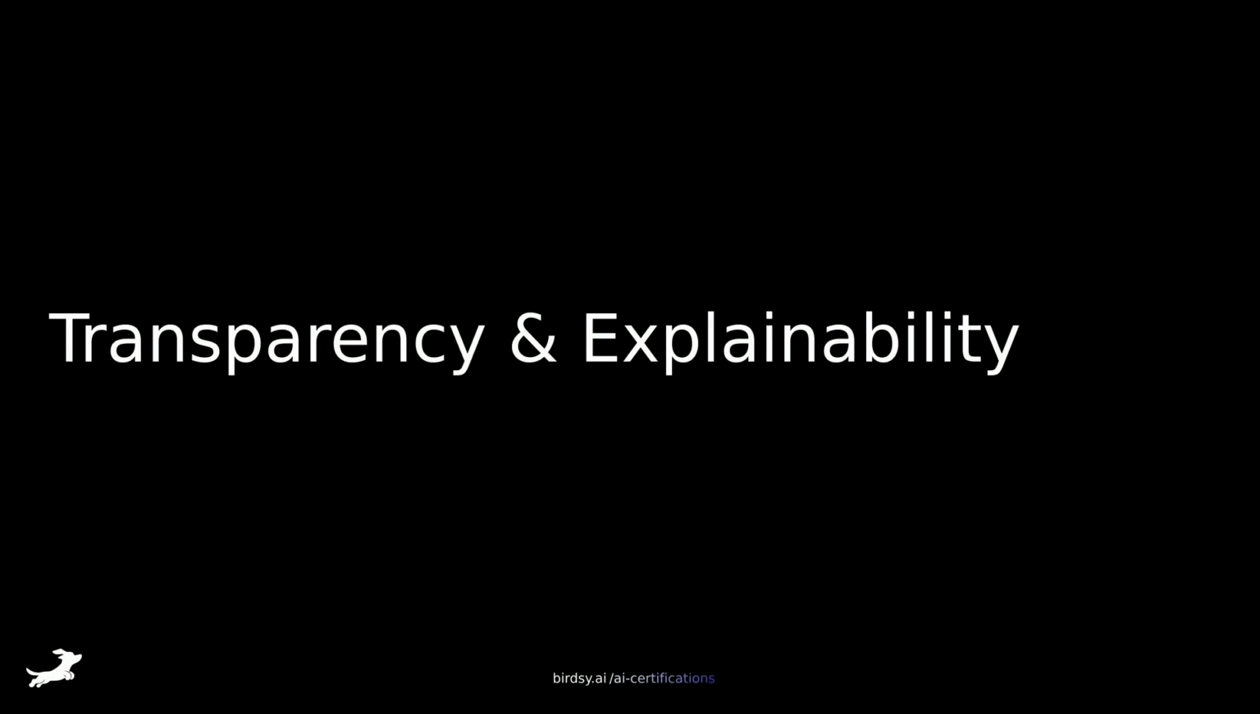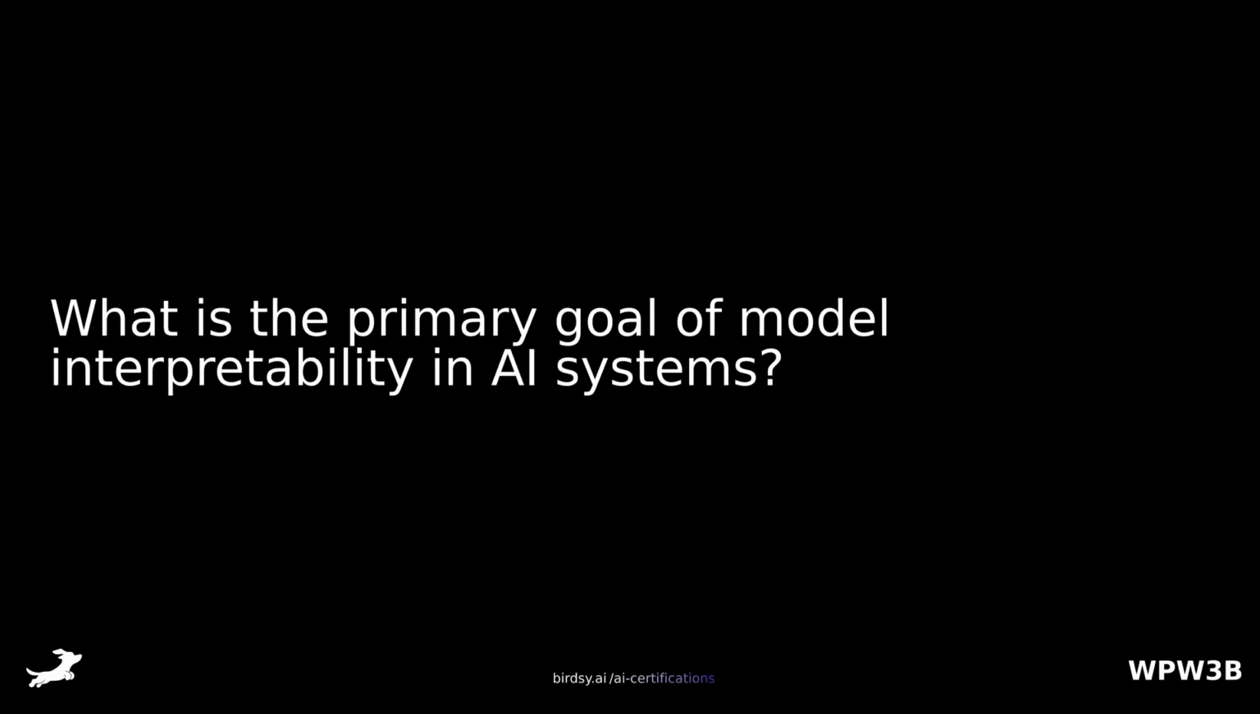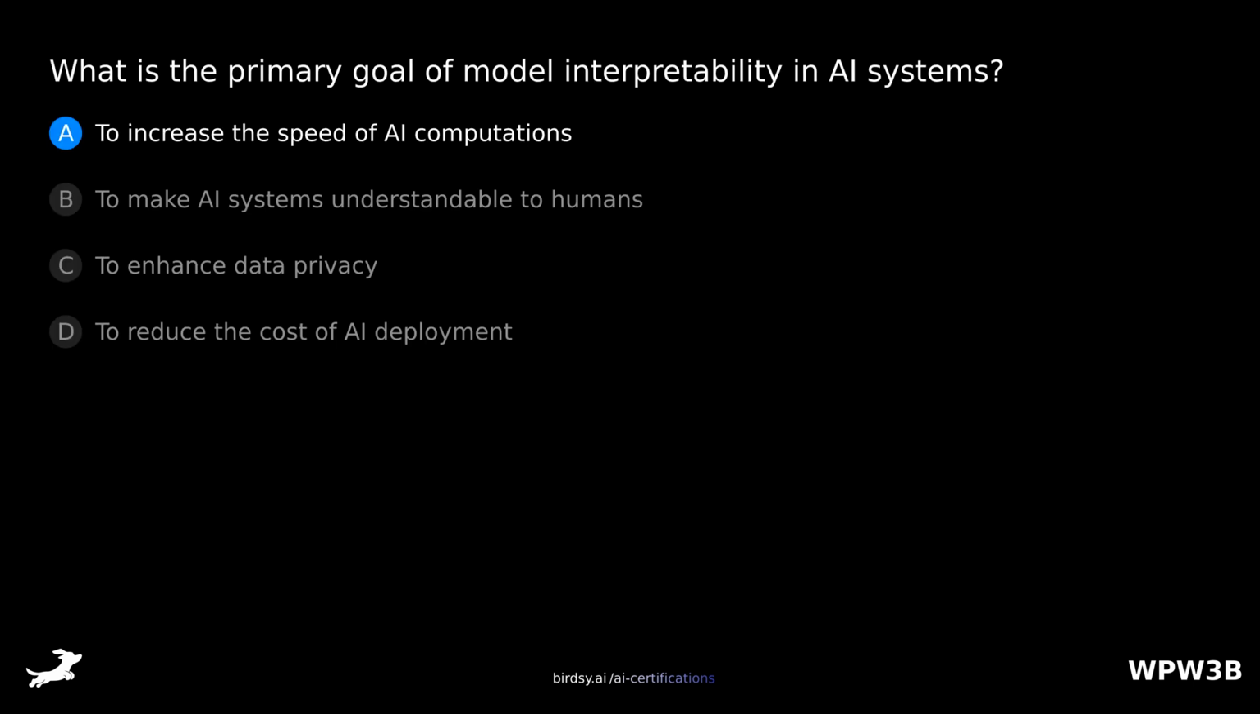Transparency and explainability. What transparency means. Interpretability. Model explanations. What is the primary goal of model interpretability in AI systems? Is it A, to increase the speed of AI computations, B, to make AI systems understandable to humans, C, to enhance data privacy, or D, to reduce the cost of AI deployment? The answer is B, to make AI systems understandable to humans.